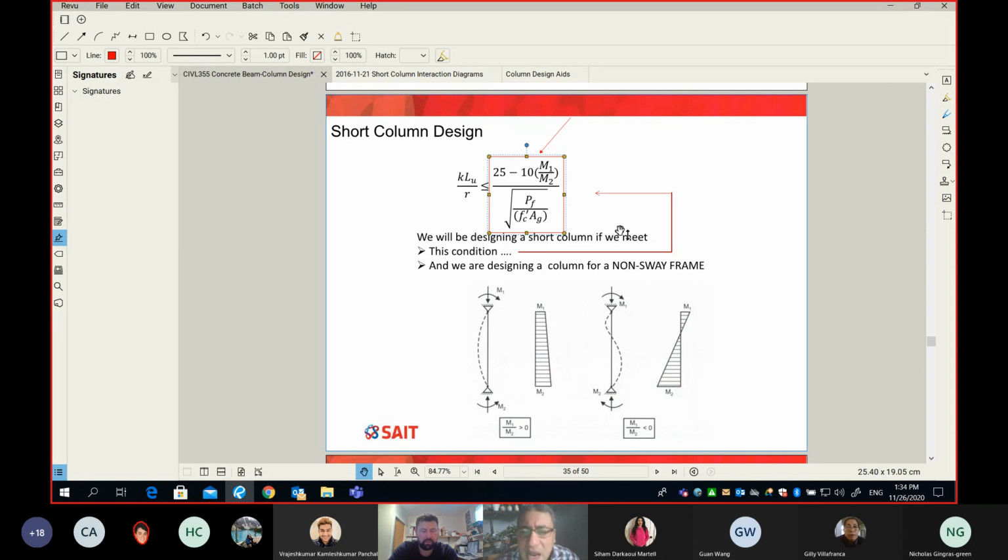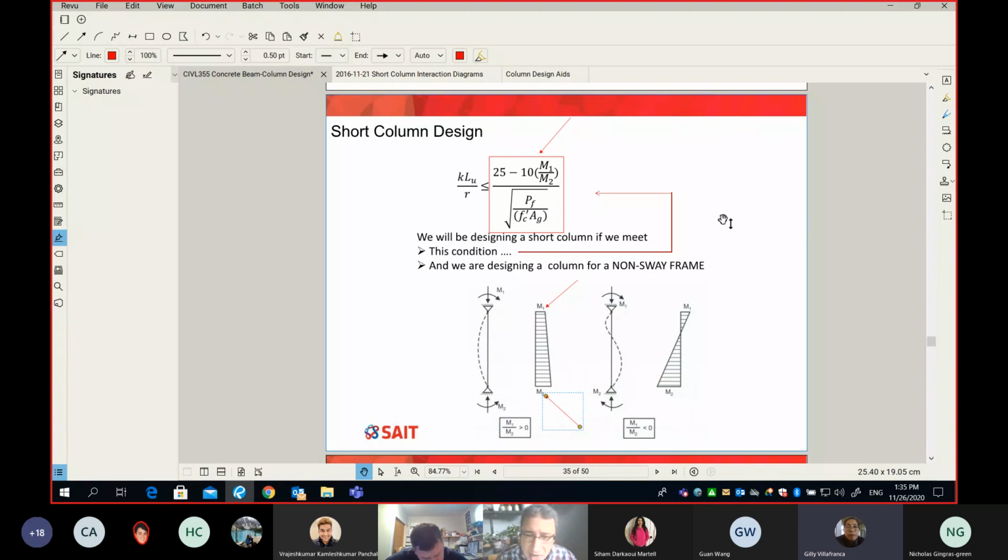So here we go, the M1 and M2, those are the end moments acting on the column. Now, which is which? Always, always, always, M1 is the smallest, and M2 is the largest moment. Every column has two ends. Which means this ratio will always be less than or equal to 1. Would you agree?